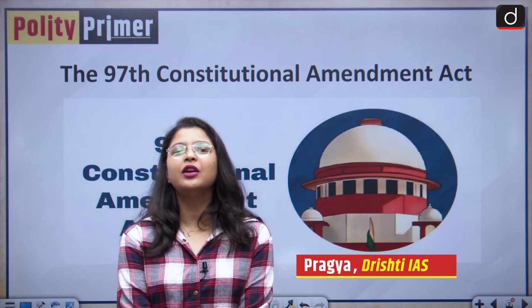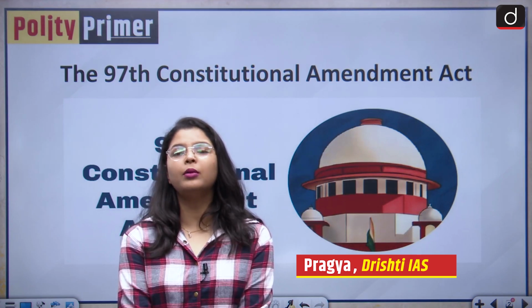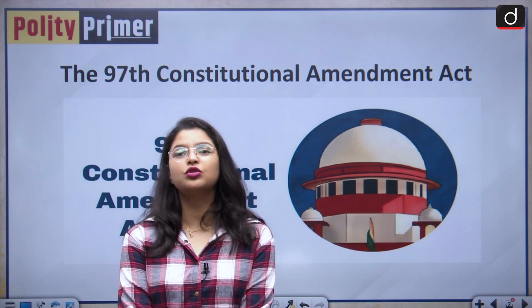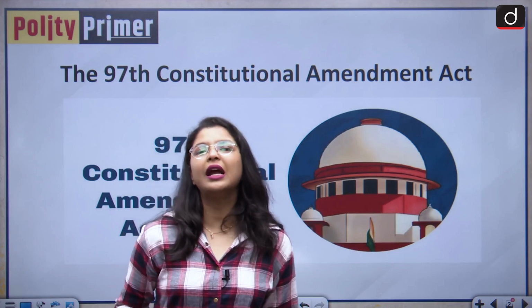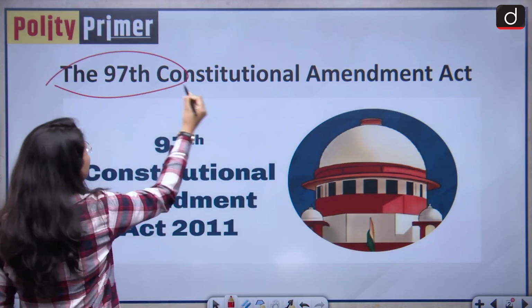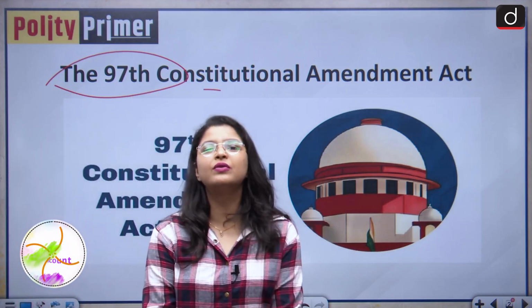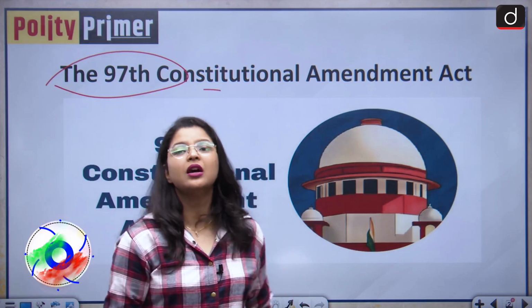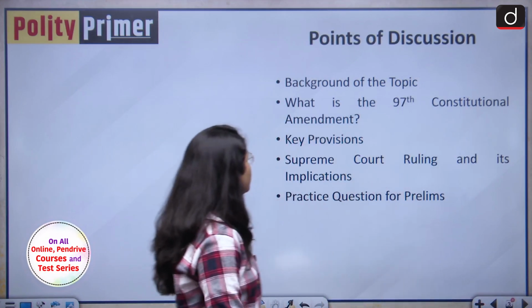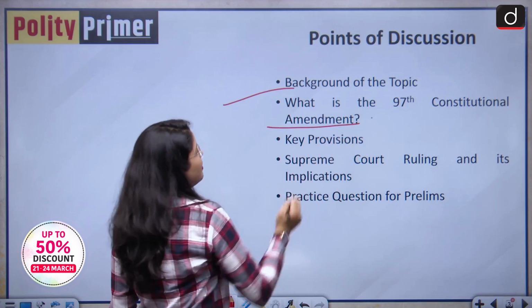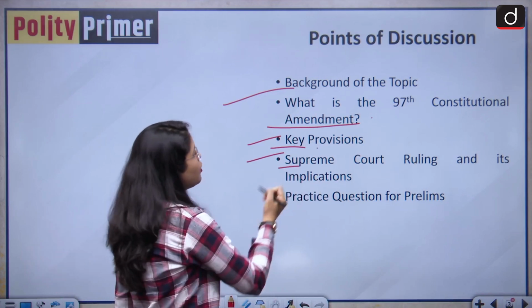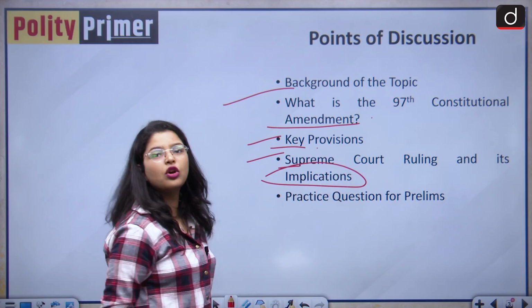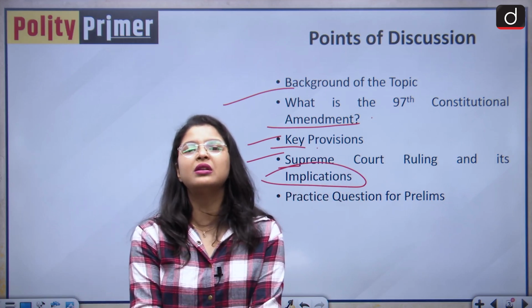My name is Pragya. In our today's very interesting episode, we are going to talk about another significant constitutional amendment that has recently been struck down by the Honorable Supreme Court of India. So the title of our today's discussion is the 97th Constitutional Amendment Act, which deals with the provisions regarding cooperative societies. In this discussion, we are firstly going to study what the 97th Constitutional Amendment is. Then we are also going to analyze its key provisions. Then we are also going to see the Supreme Court ruling in this regard and the implications of this Supreme Court ruling. And lastly, we are going to discuss some of the important questions from the perspective of your prelims examination.